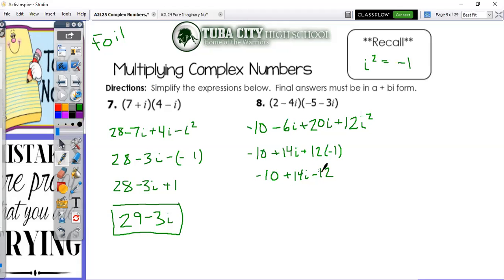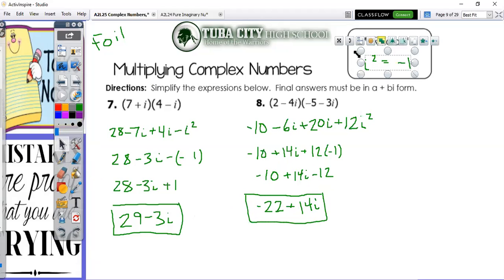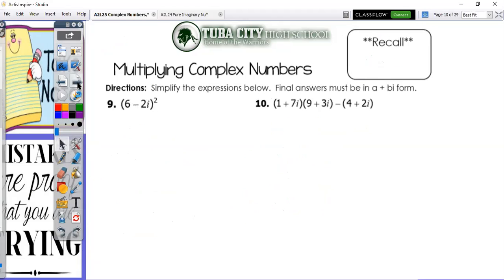Combine our two real numbers together, so I get negative 22. Go ahead and redo that. Negative 22 plus 14i. All right, so if your multiplication skills with FOIL are pretty good, this is not going to be a very difficult lesson. All right, moving on. Just going to save that.